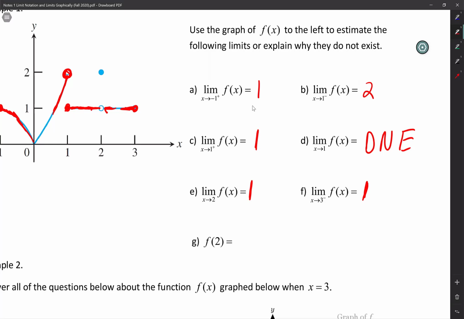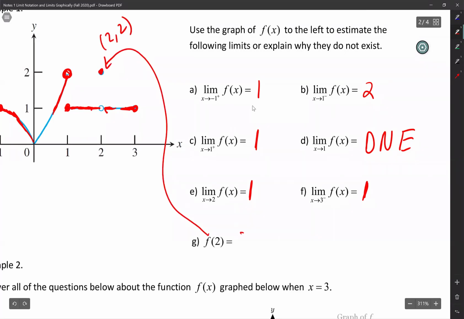Letter G does not have the word limit, so this literally just means when x is 2, what is y? So where are you defined? When x is 2, the y value is 2. So this literally just wants that point, 2, 2. And there it is, guys. See? This is easy. It's not even hard at all.